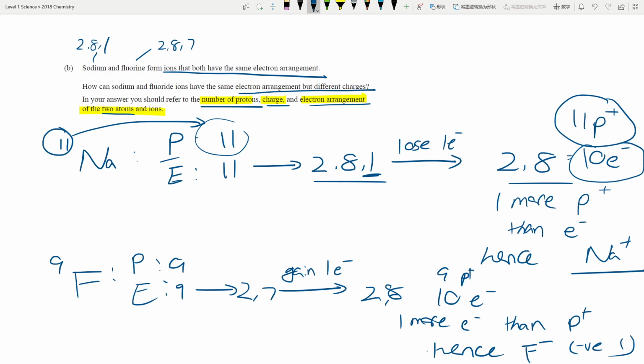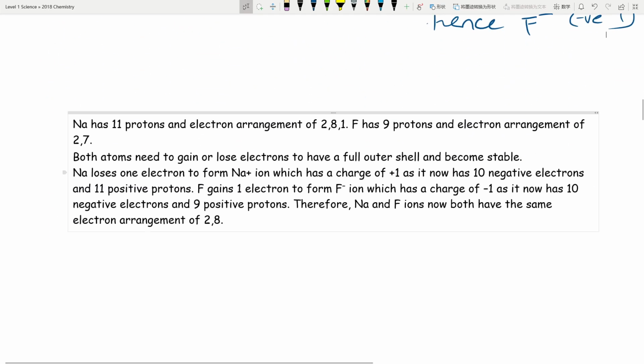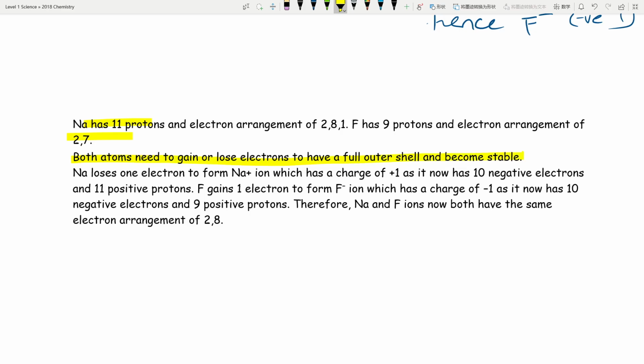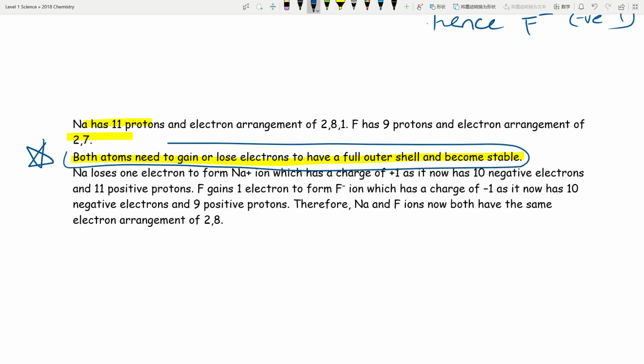Okay, let's have a look at the answers. I already got all this information out there, so I don't need to say it. But this part you do need to write. You must write this: they need to gain or lose electrons to have a full outer shell to become stable. This line that I highlighted and circled and starred, please memorize it. You are looking at one achieved tick right here. So just memorize it.